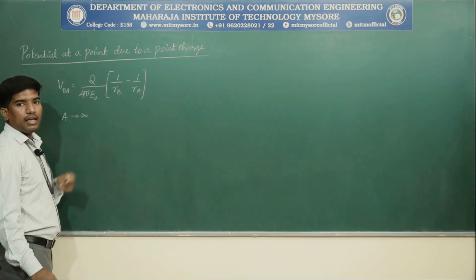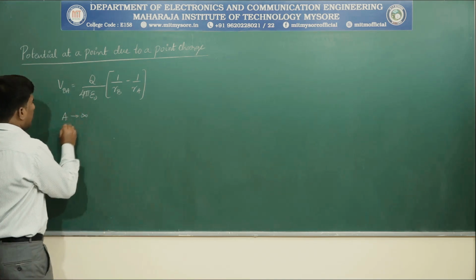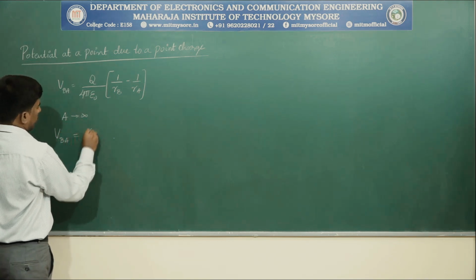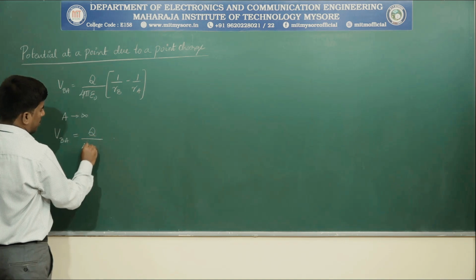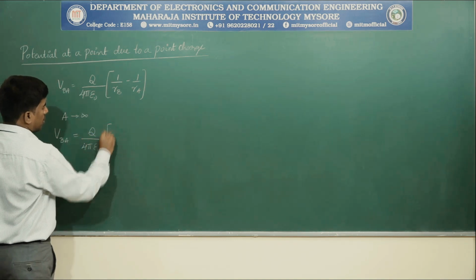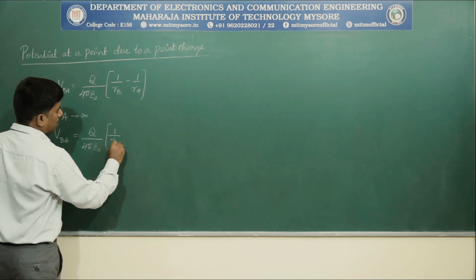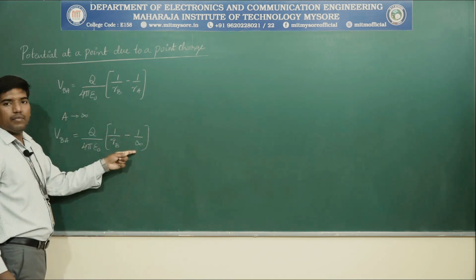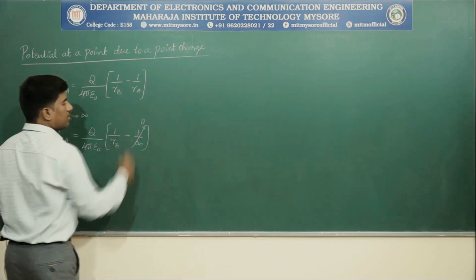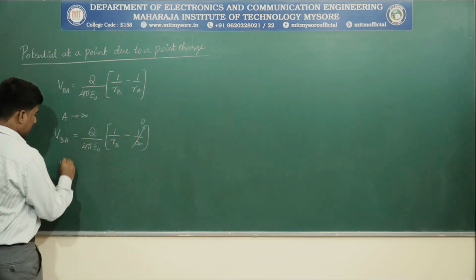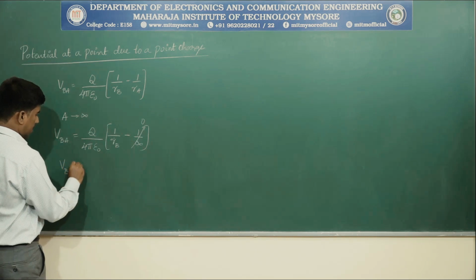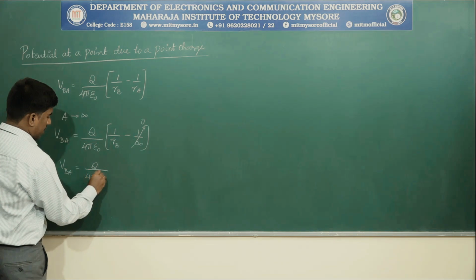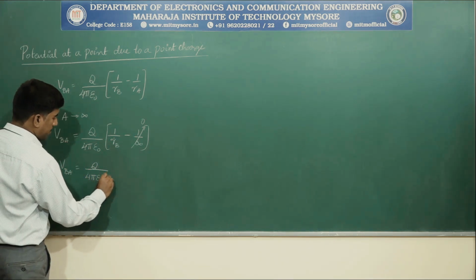Point A is at infinity. Now when we push that point from infinity to a particular point, this equation becomes Q divided by 4 pi epsilon naught into 1 by RB minus 1 by infinity. What do you mean by 1 by infinity? This is 0. We are left with only this quantity. Therefore, VBA is equal to Q divided by 4 pi epsilon naught into RB.